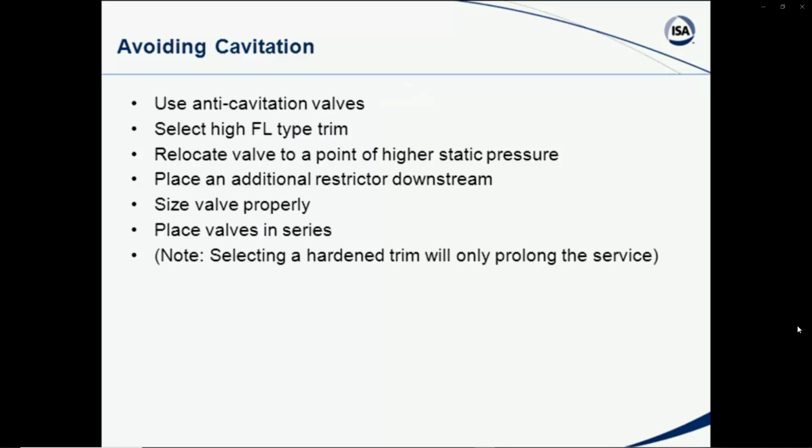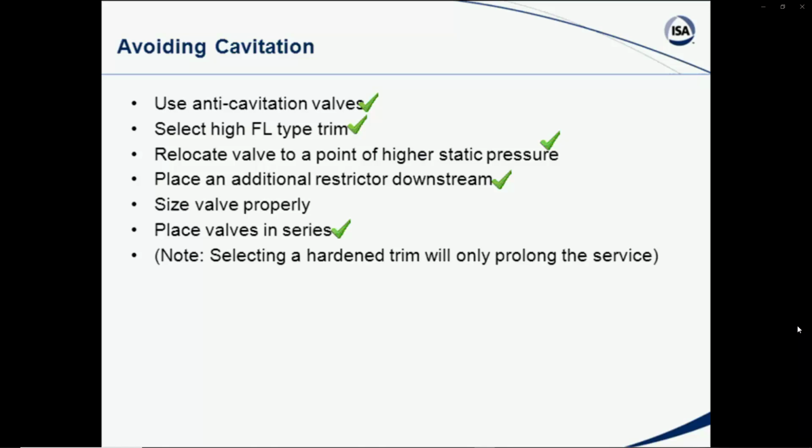There are certain valves that are built with what they call anti-cavitation trim. You can select a valve with a higher pressure recovery coefficient, or F sub L. A globe valve, for example, does not have the tendency to flash or cavitate that a ball valve does because it has a higher F sub L value. You can relocate the valve to a point of higher static pressure, which can help reduce the cavitation. You can put in an additional restrictor, or put another valve downstream to break up the pressure drop so that you don't have as much cavitation problem.